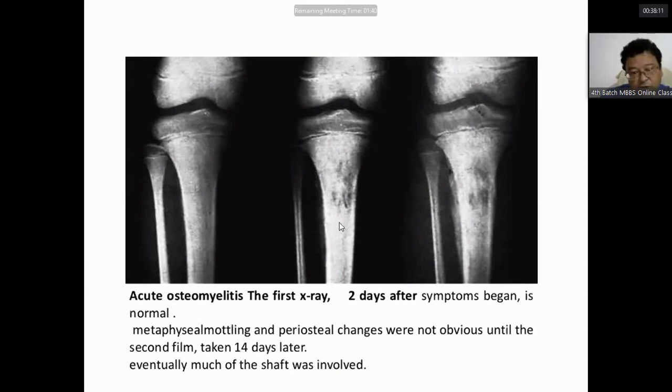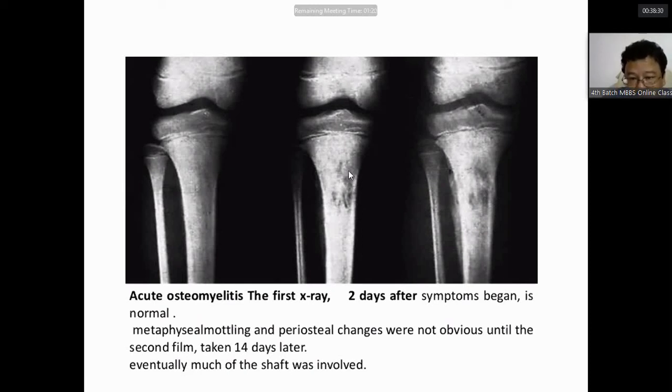If there's a fracture, you will see periosteal reaction. If there's a tumor, there will be periosteal reaction. If there's infection, there will be periosteal reaction. But you not only have to see the X-ray, you have to know the history and the examination, and then you have to correlate.